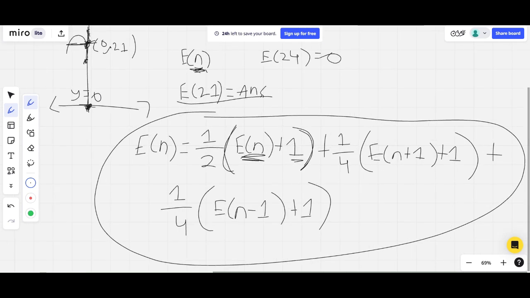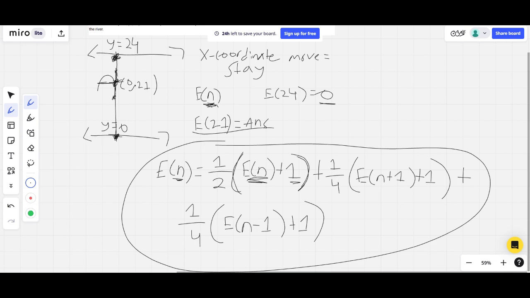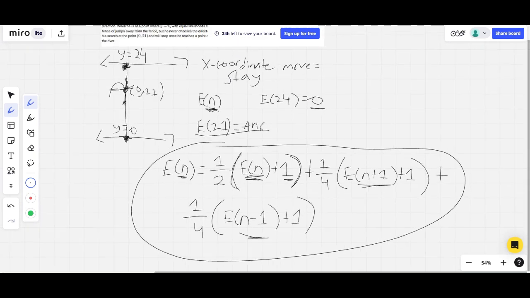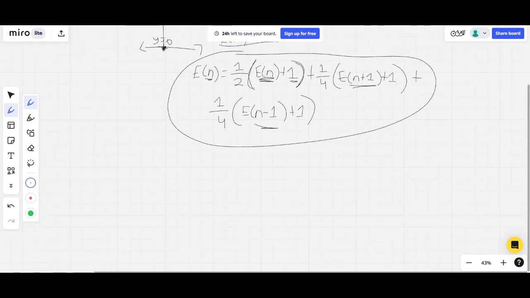The thing to note here is that this is only true if n is greater than or equal to 1, but less than 23. Because for 24, it's going to be 0 regardless, since there's no such thing as E(25). And for 0, he can't go over the fence, and we would also have an E(-1) here, which we don't want to deal with. So we already calculated one of the special cases, which is E(24). Let's try to find the other special case, which is E(0). So we need to find E(0).